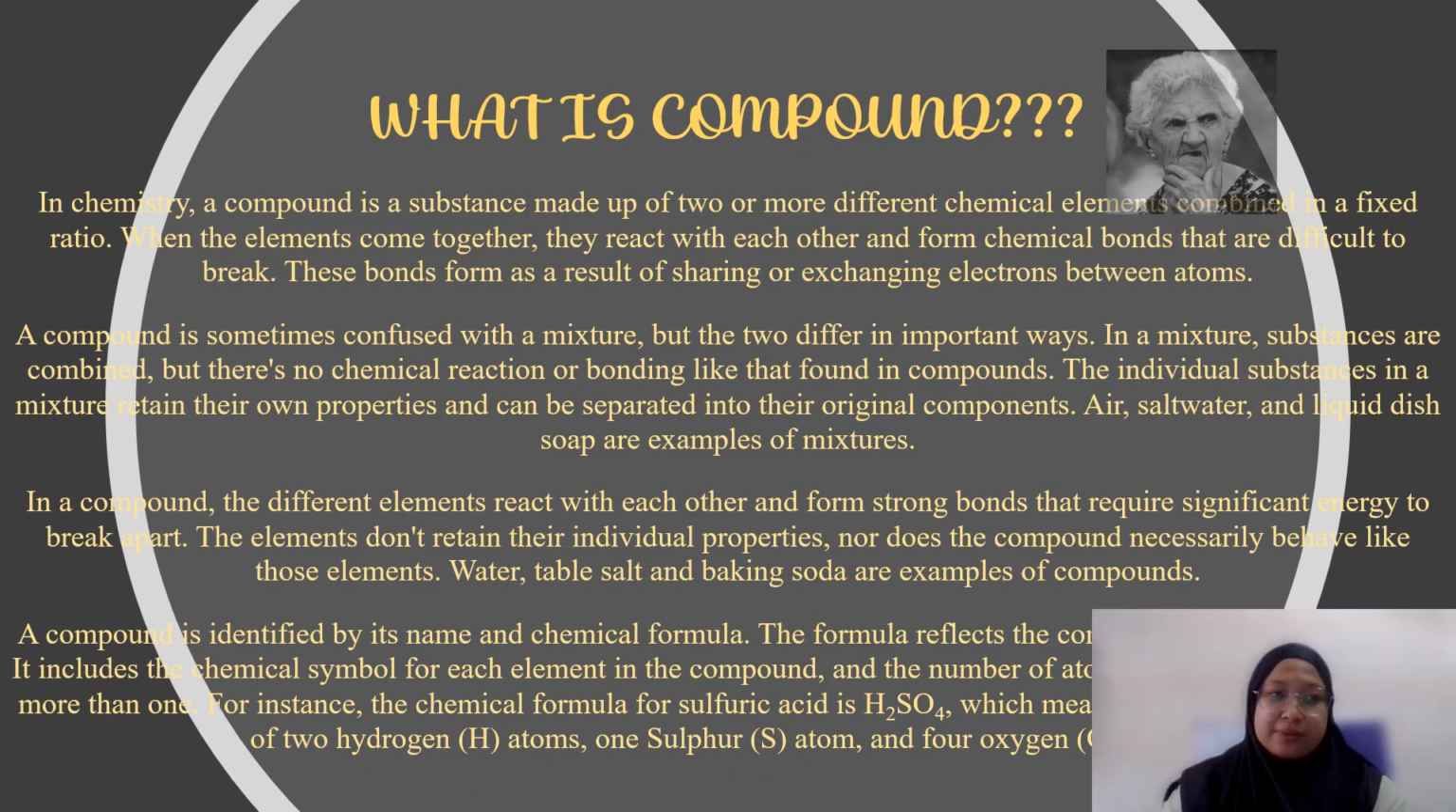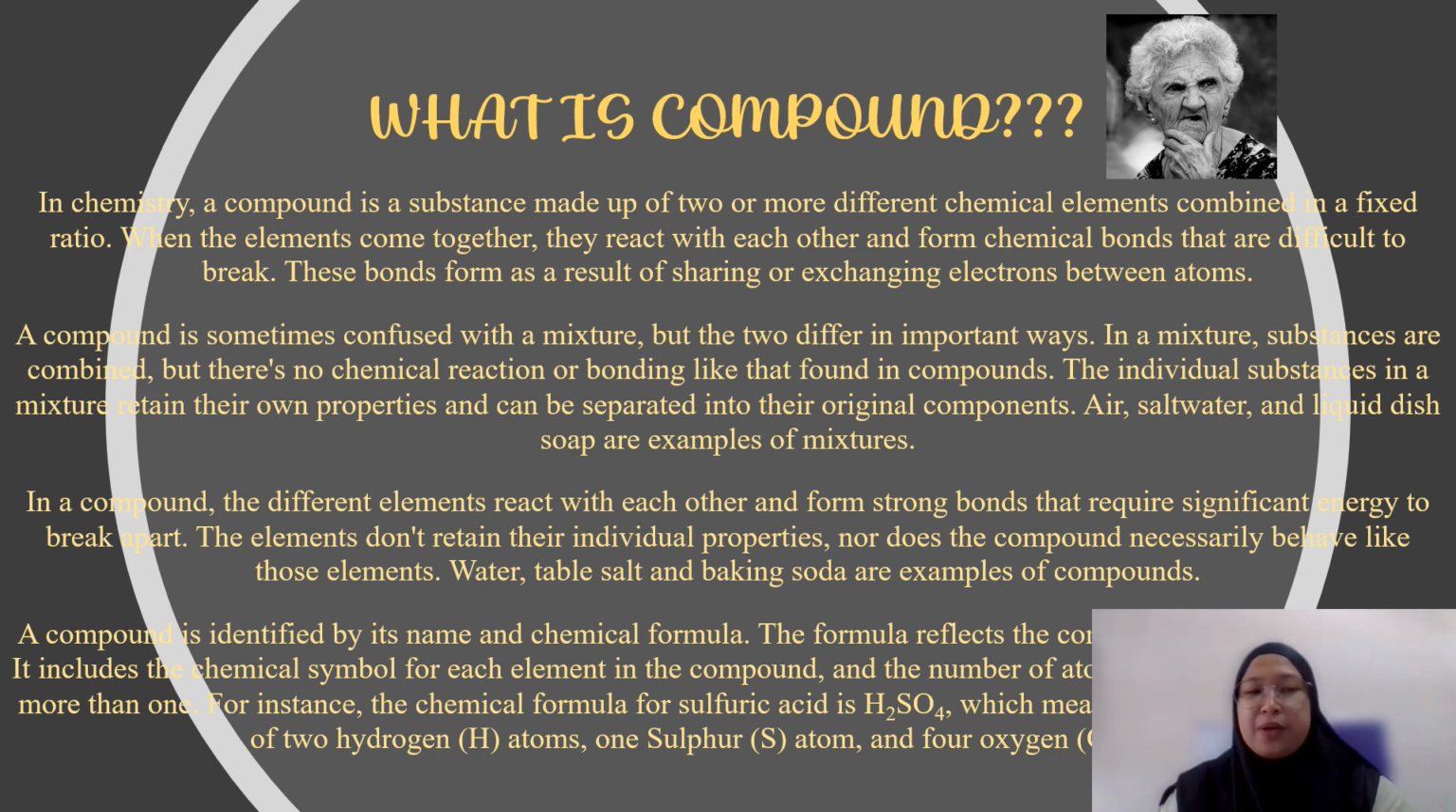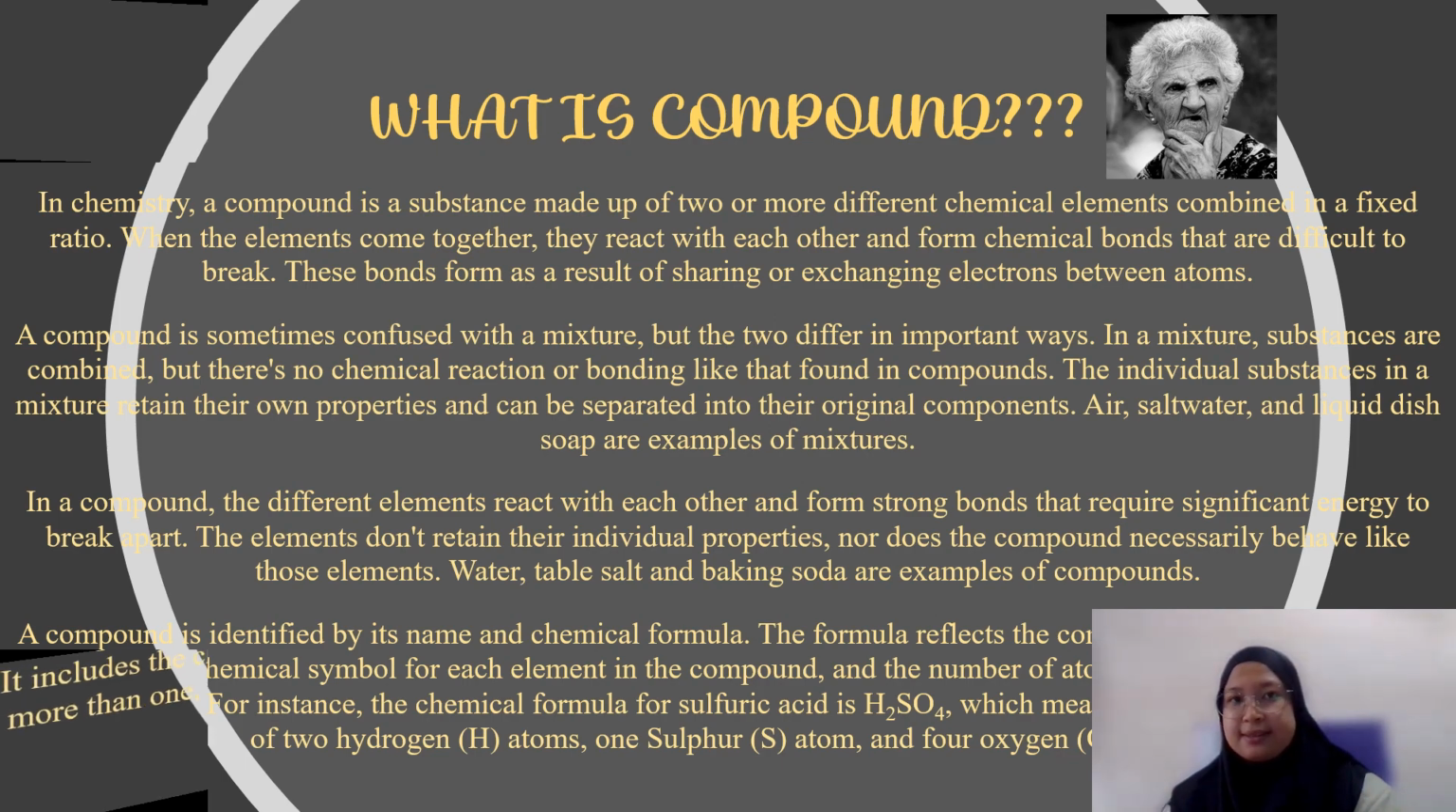What is compound? In chemistry, a compound is a substance made up of two or more different chemical elements combined in a fixed ratio. When the elements come together, they react with each other and form chemical bonds that are difficult to break. These bonds form as a result of sharing or exchanging electrons between atoms.